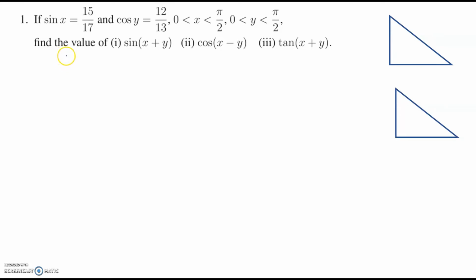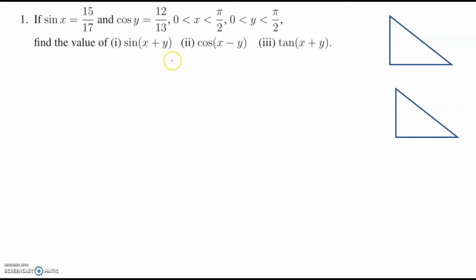In this video, we will solve problems from exercise 3.4. Question number 1. If sin x is equal to 15 by 17 and cos y is equal to 12 by 13, and x ranges between 0 to pi by 2 and y ranges between 0 to pi by 2, find the value of sin(x+y), cos(x-y), tan(x+y).